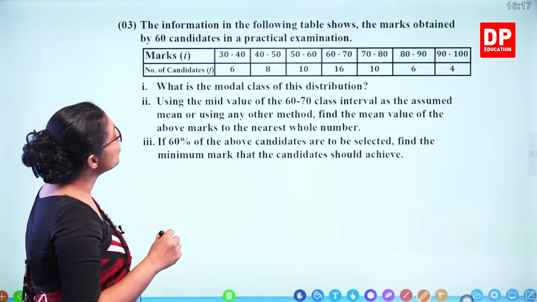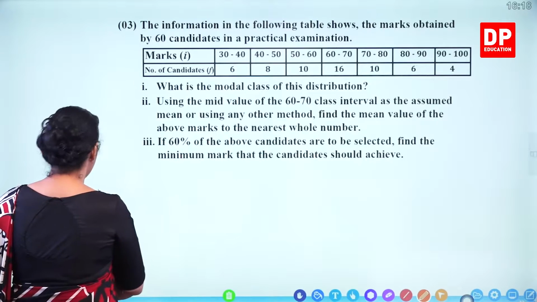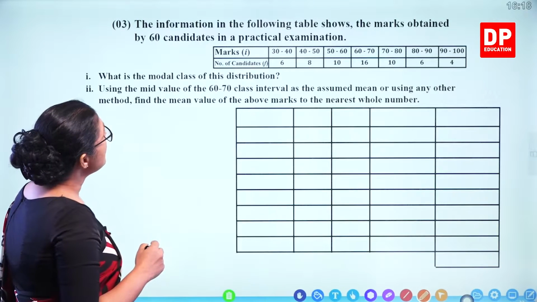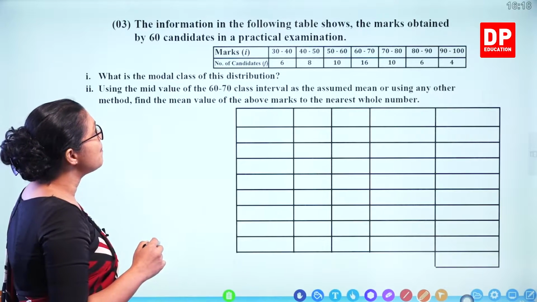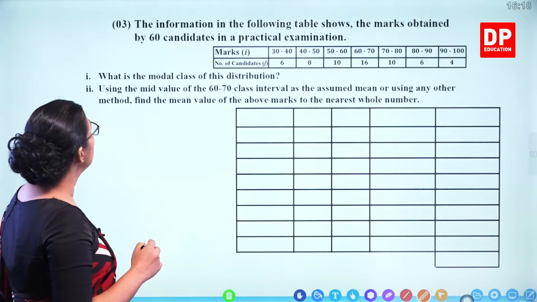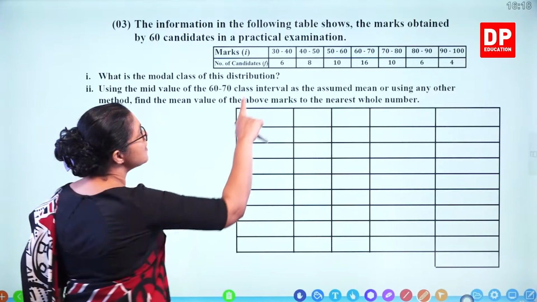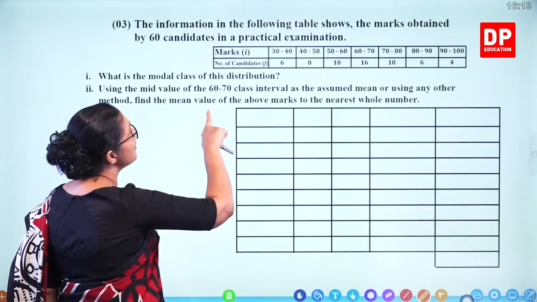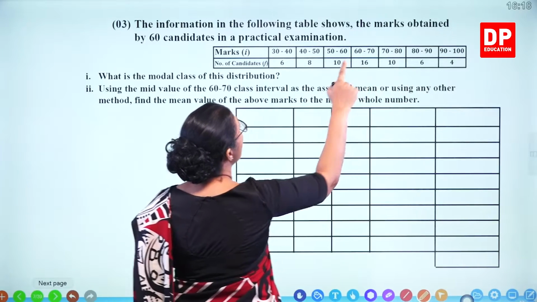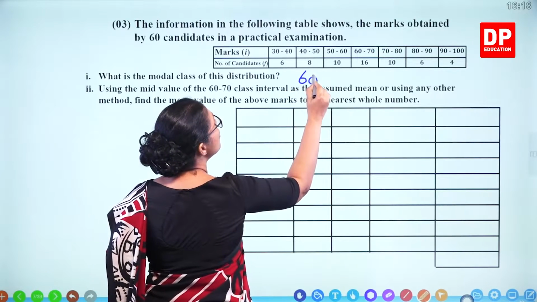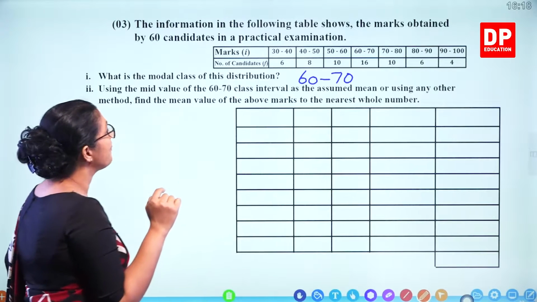That's a statistics question. You get 3 parts. We'll do separately. The information in the following table shows the marks obtained by 60 candidates in a practical examination. What is the modal class of this distribution? So all which are equal, you can refer to the frequency row. Here this is the highest. So 60 to 70 is the modal class.